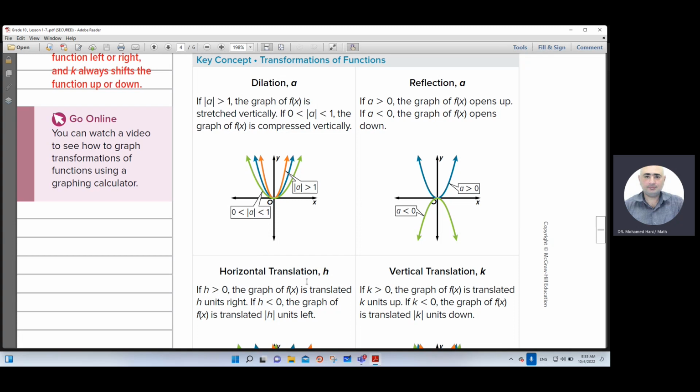As you see here, we have horizontal translation, because in the x-axis, h determines the horizontal translation. If h is greater than 0, the graph of f(x) is translated h units right. And if h is less than 0, the graph of f(x) is translated the absolute value of h units left.